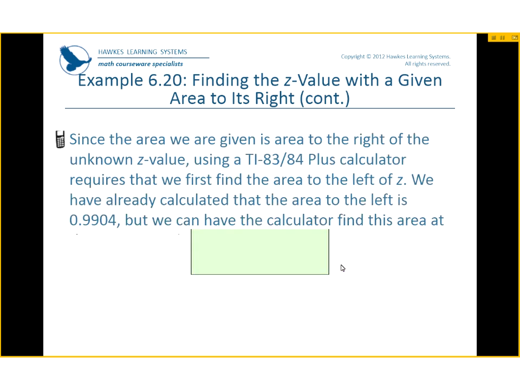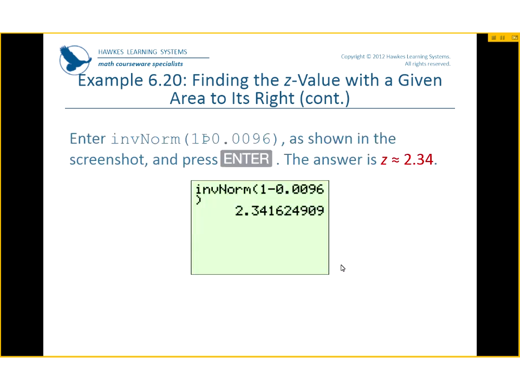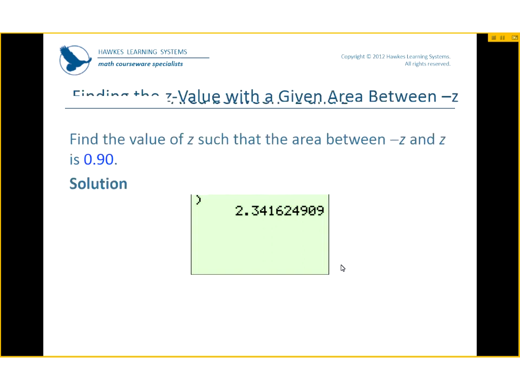Let's do it in the calculator. This is easier. Areas to the right: second, VARS, 3, and now we're going to do 1 minus 0.0096, close parentheses, and we get 2.34. What is the difference between this and the left? We just added that 1 minus to account for this going to the right as opposed to the left.